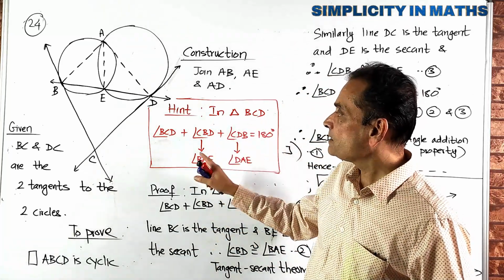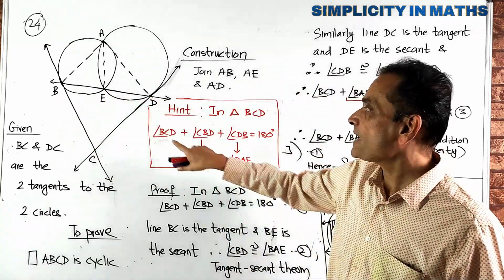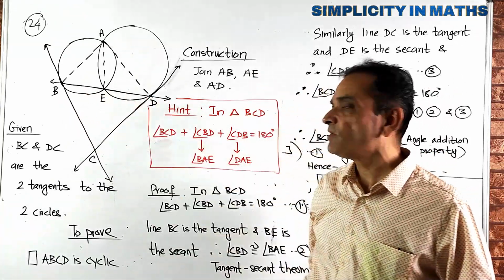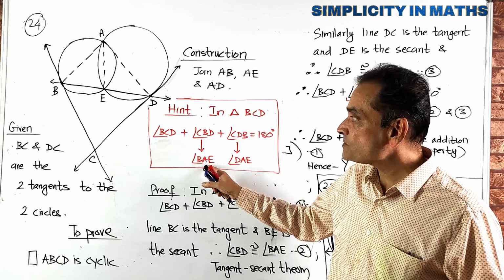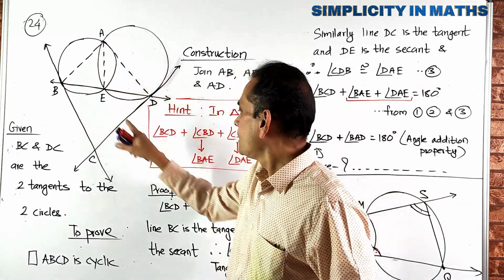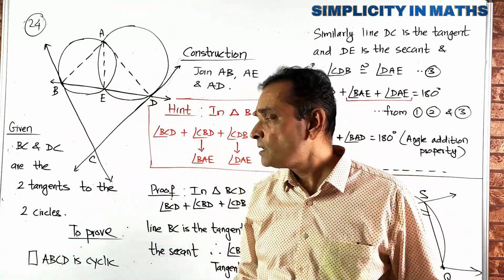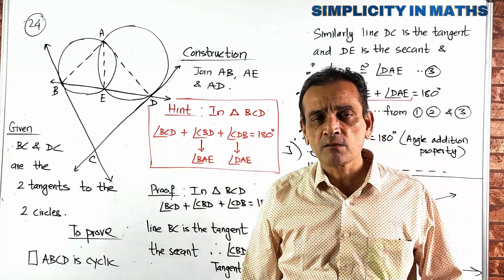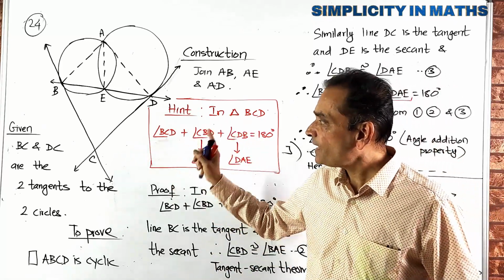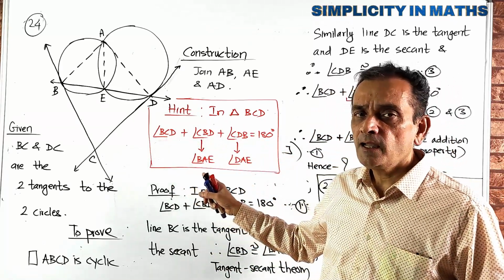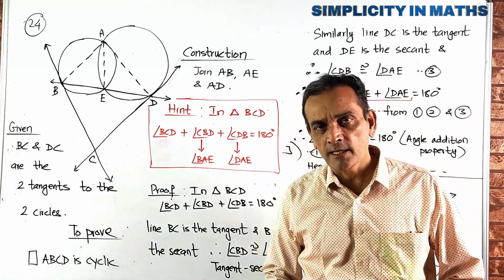In triangle BCD, angle BCD plus angle CBD plus angle CDB, this angle plus this angle plus this angle is 180. We know that. Now, as shown here, this angle is to be replaced by angle BAE. This angle has to be replaced by angle DAE. When can we replace? When we show these 2 angles are congruent. So keep in mind, if you just remember this hint that the sum of 3 angles is 180 and you have to show this angle equal to this angle equal to this angle, the proof will become easy.